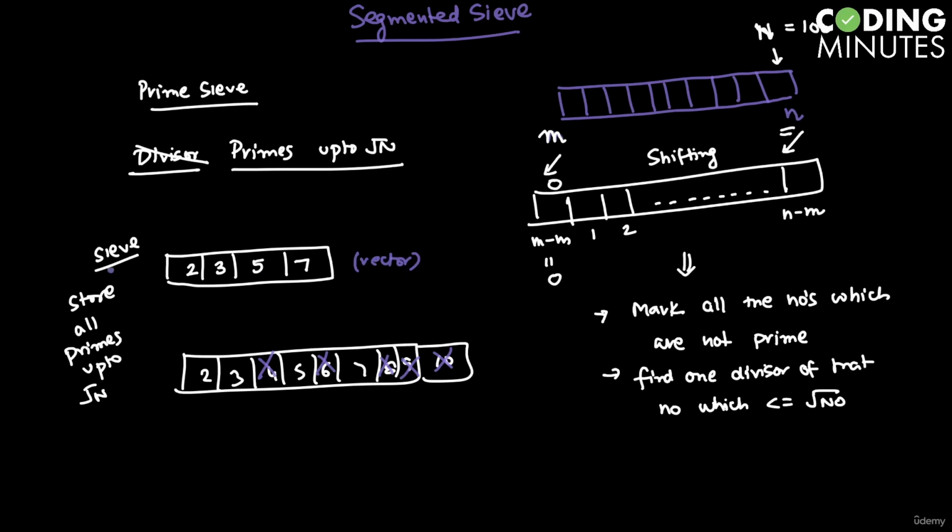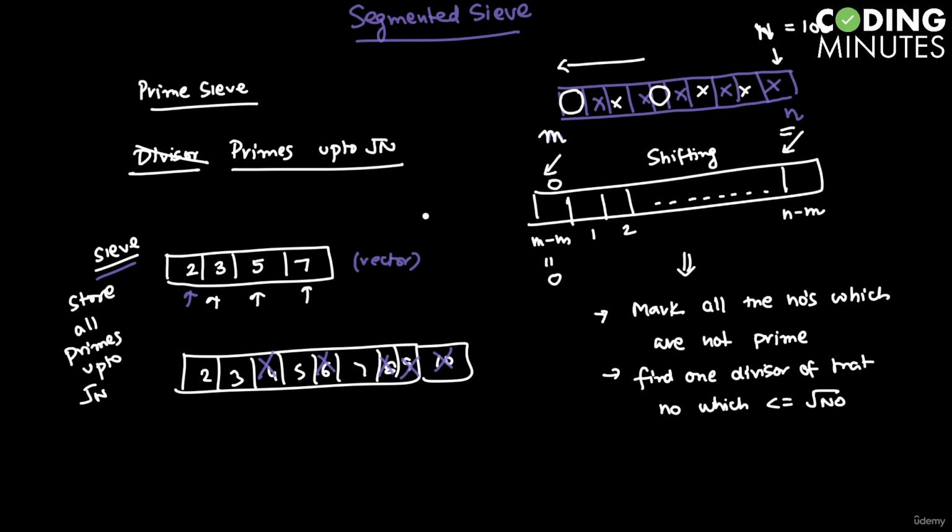Once you have these numbers, you can pick 2 and mark all multiples of 2 which are in this range as not prime. So maybe you mark this one, this one, this one. Then you pick 3 and mark the multiples of 3 which lie in this particular range as not prime. Then you mark multiples of 5 starting from 5 square, which lie in this range. Finally you mark multiples of 7, and whatever is left would be a prime number.